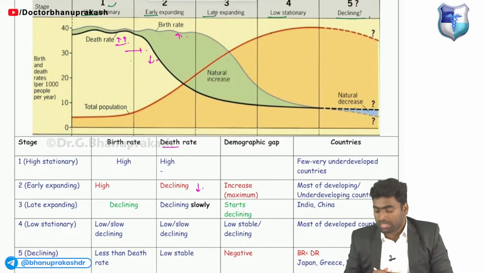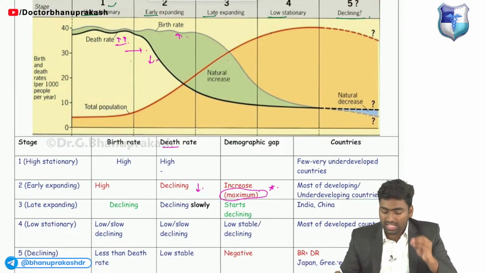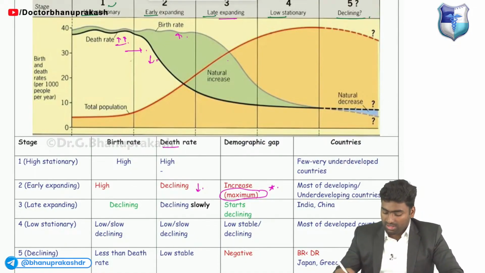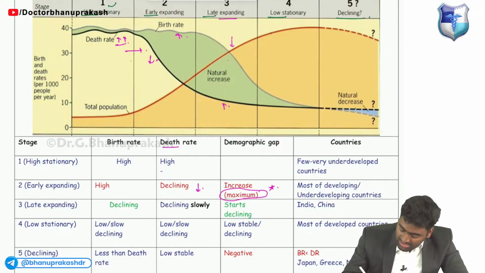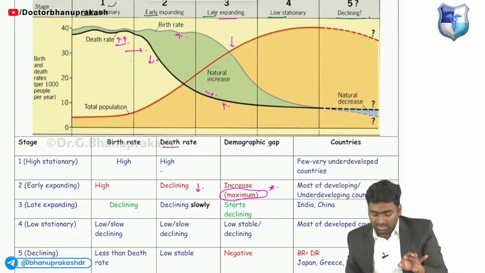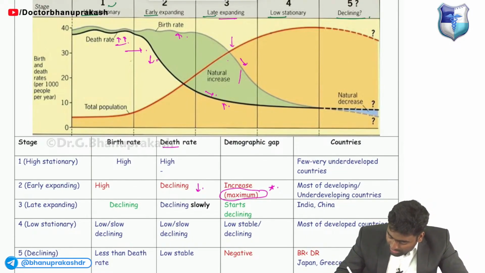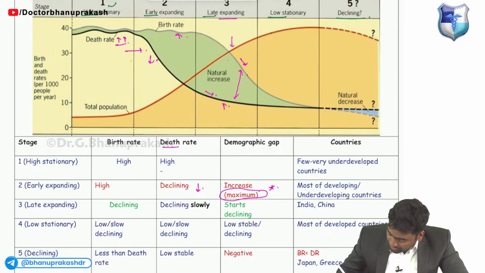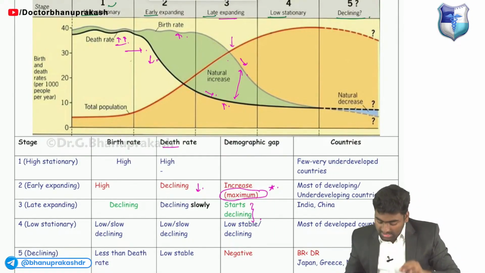And we'll see maximum demographic gap in the case of stage 2, which is the early expanding stage. Whereas in stage 3, if you're able to see, the birth rate also starts decreasing. In India, there is already a decreasing death rate, but the birth rate also started decreasing. Once the birth rate starts decreasing, the demographic gap will start decreasing. So here the demographic gap will start declining. The death rate is already low, but the birth rate will keep decreasing.